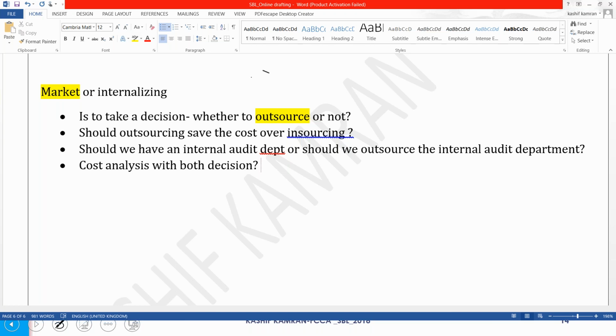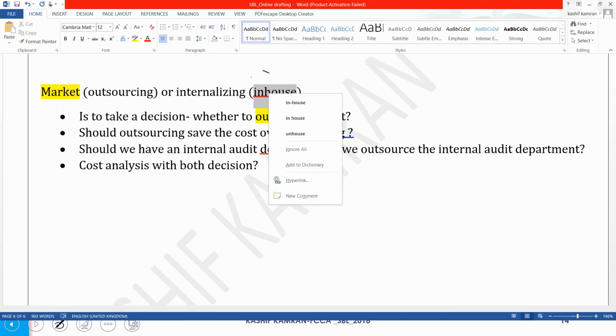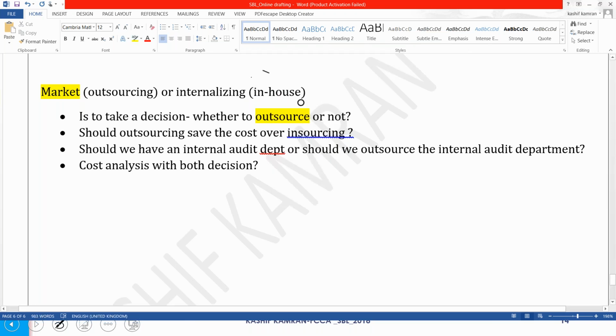Are you understanding what market here is? Market is to outsource. Internalizing is to have your own department, to have it in-house. And market is outsourcing. Does market or internalizing have a transaction cost? If we have something in-house, then we also have cost. If we have something in the market, we have cost. So the directors have to do the cost benefit analysis and find out which one is better.